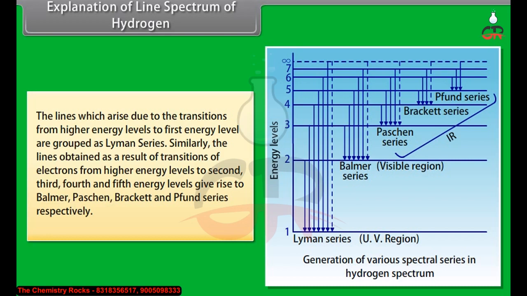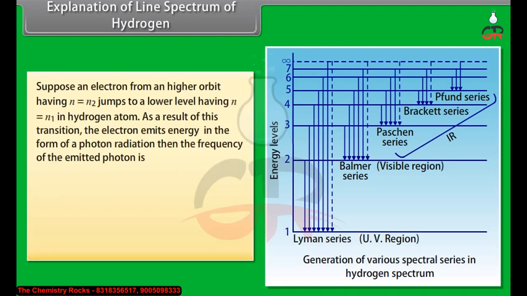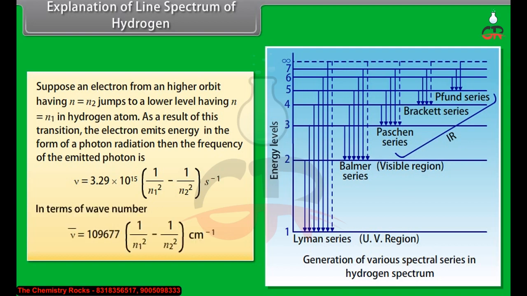Suppose an electron from a higher orbit having n is equal to n2 jumps to a lower energy level having n is equal to n1 in hydrogen atom. As a result of this transition, the electron emits energy in the form of a photon radiation. Then the frequency of the emitted photon is frequency is equal to 3.29 into 10 raised to the power 15 into 1 by n1 square minus 1 by n2 square per second. In terms of wave number, it is 109677 into 1 by n1 square minus 1 by n2 square per centimeter.